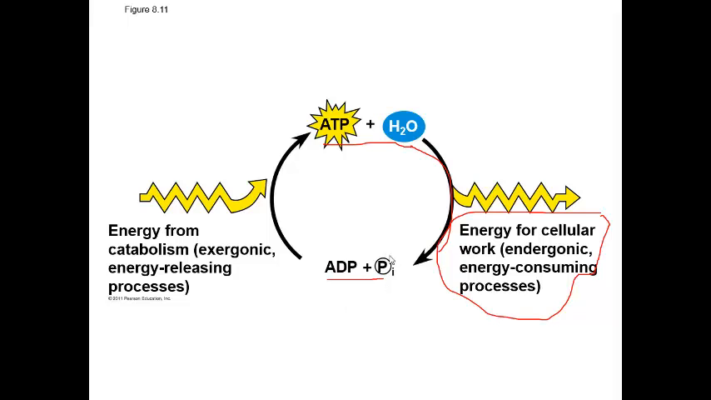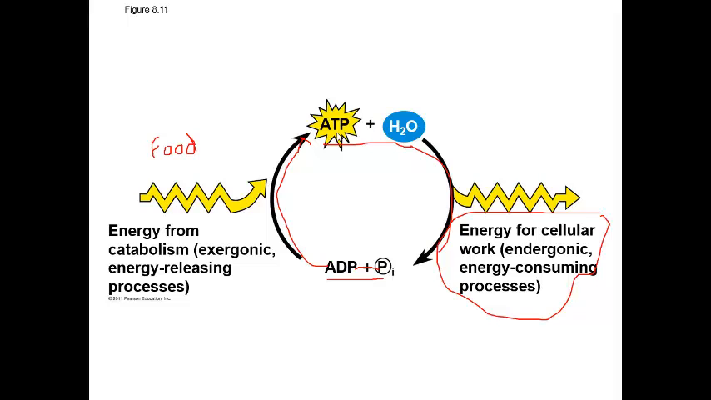Now, where does the energy come from to link this phosphate group back onto the ADP to regenerate ATP? The answer is from your food, right? This is why we need to consume food. Food is going to enter a process called cell respiration. During cell respiration, energy is extracted from your food. And the energy extracted from your food is going to be the energy utilized to add this phosphate group back onto ADP and to regenerate ATP.